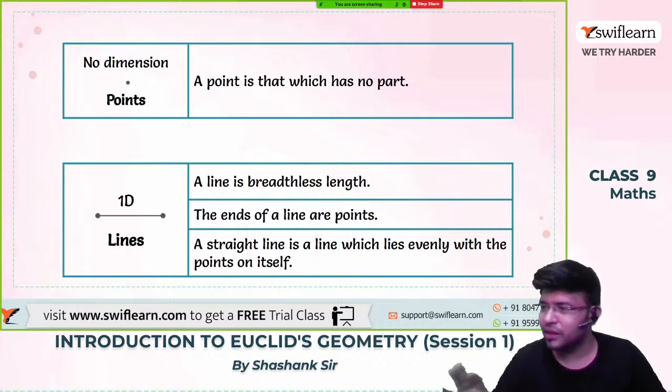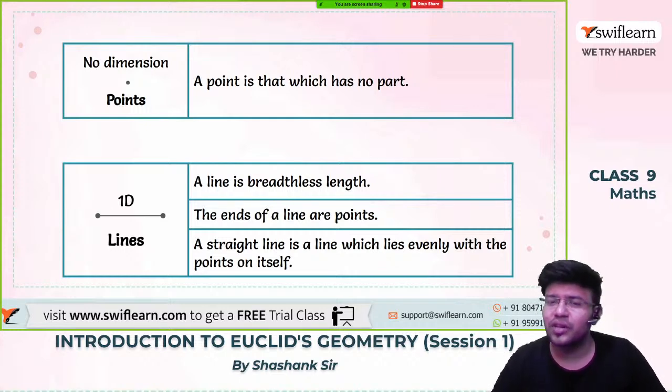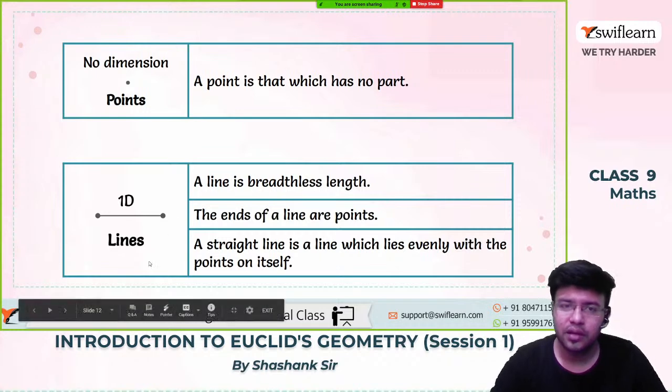If we remove the breadth, what will we get? We'll get a straight line. So he defined a line as a breadthless length. The ends of the lines are points. Okay, the ends of these lines, look here, these are points.